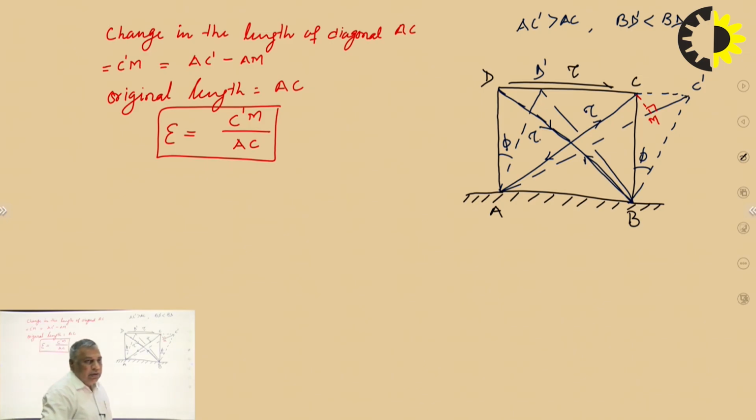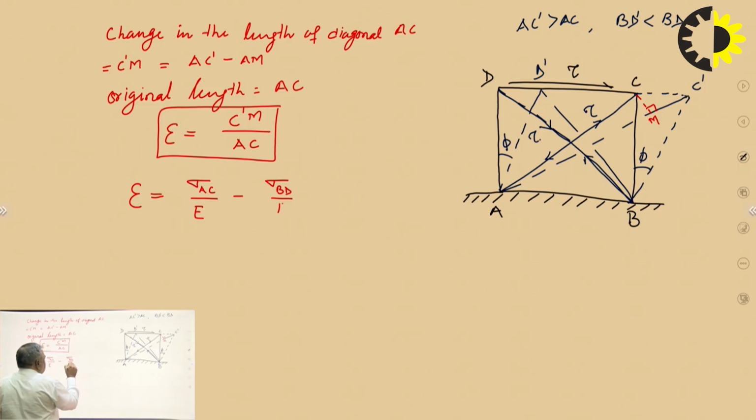This is the basic definition. Now if I consider the effect of the stresses in the material, net strain epsilon is equal to sigma along AC upon E, within the elastic limit, minus sigma BD upon E.